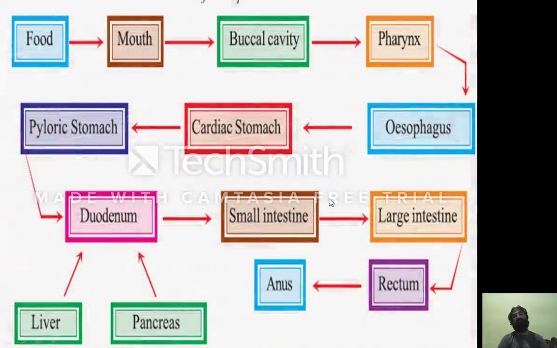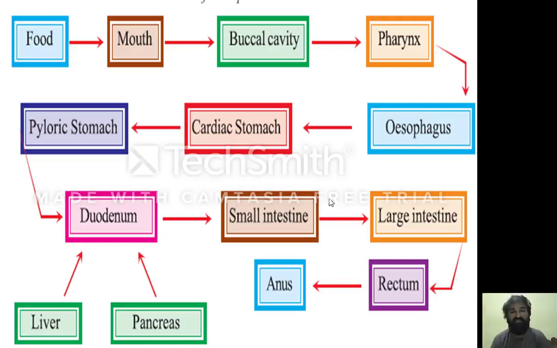Okay, so this is a flow chart of the alimentary canal. The first food is taken into the mouth. In the buccal cavity, it undergoes mastication to prepare the bolus by mixing with saliva. In the buccal cavity, the teeth and tongue are helpful for the mastication process.